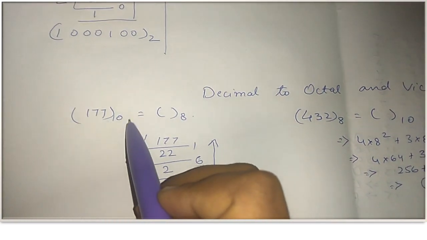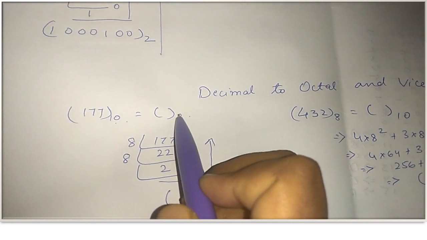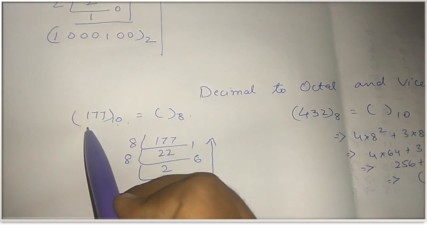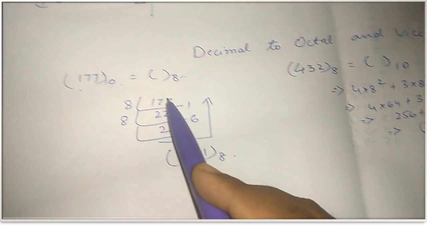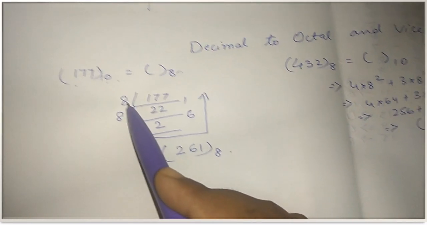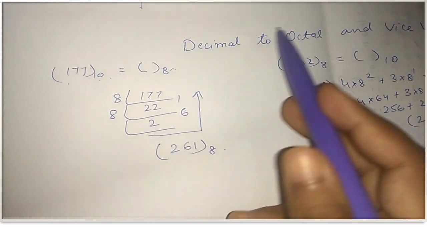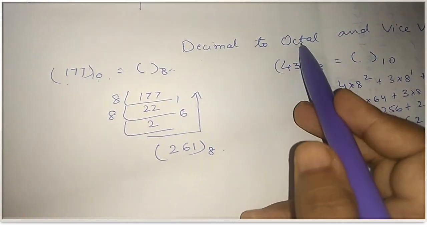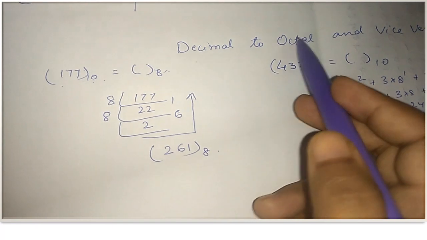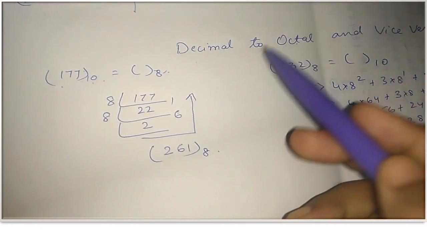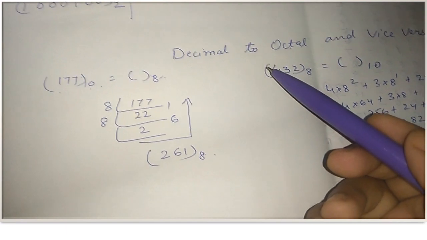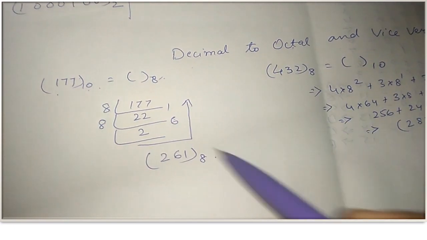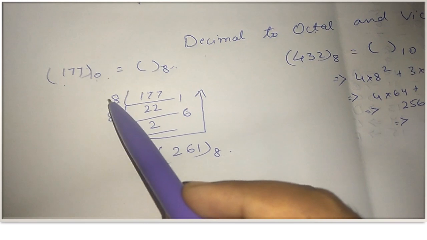So let's see. This is our question. Okay, decimal to octal. We'll first do decimal to octal. So 177, this is the decimal number. We have to convert it into octal form. So see, 177 will be divided by 8. Just remember, whenever we are doing decimal to binary, decimal to octal, or decimal to hexadecimal: for decimal to binary, we will divide by 2. For decimal to octal, we will divide by 8. For decimal to hexadecimal, we will divide by 16. Hexa means 16.